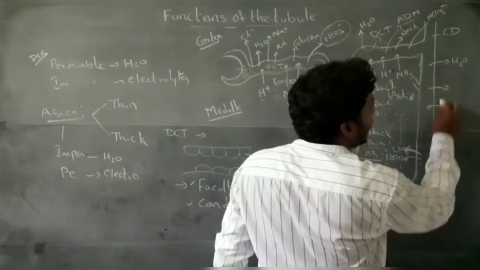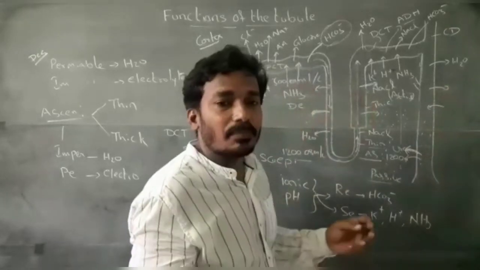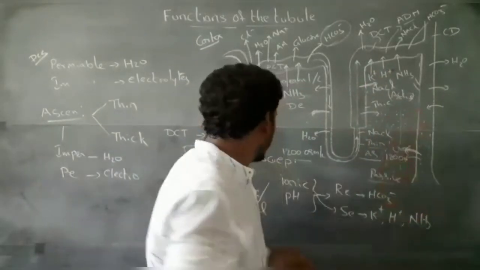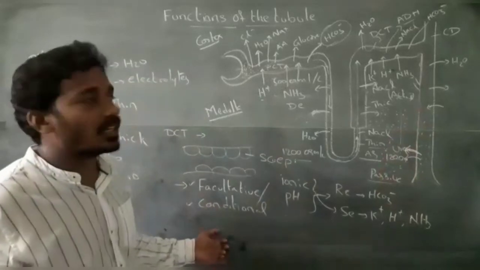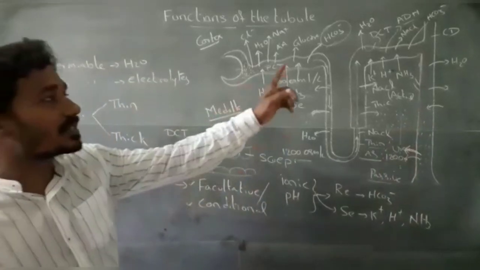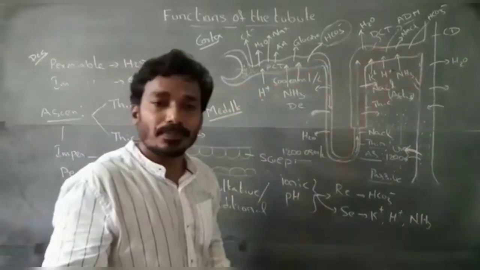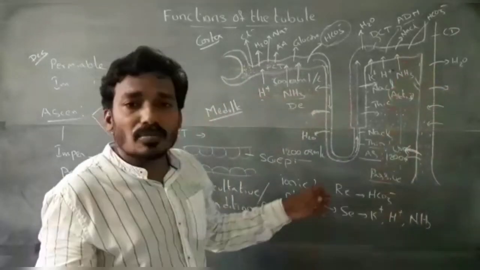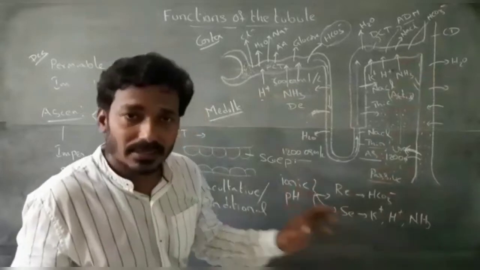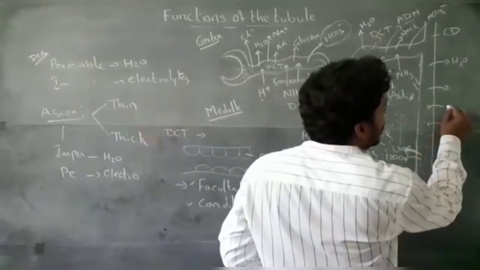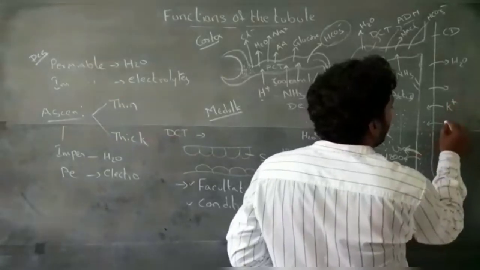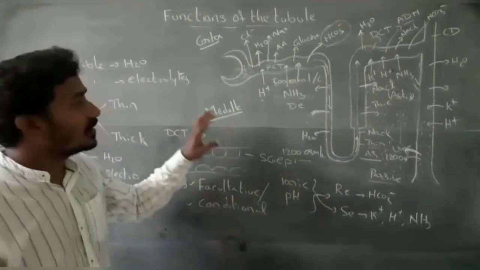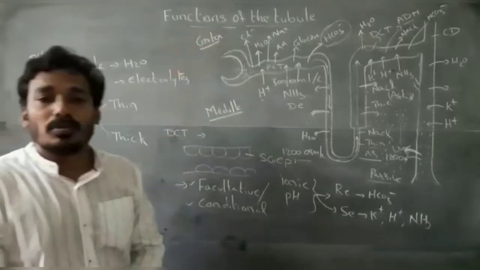Collecting duct. In the collecting duct, the absorption of substances depends on hormonal regulation, ADH. So this absorption is facultative or conditional reabsorption. Facultative or conditional reabsorption occurs in the DCT and the collecting duct. The collecting duct also maintains the pH and ionic balance by secretion of potassium and H plus ions. These are the functions of the tubule.